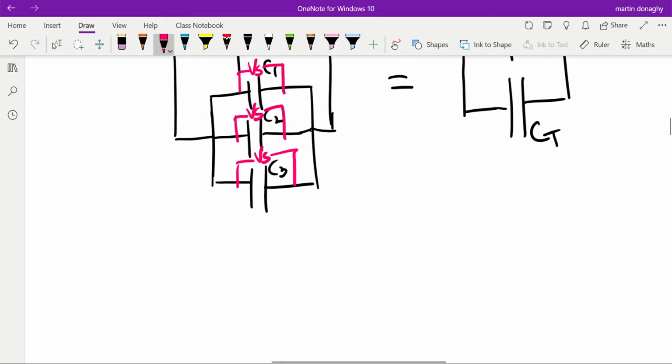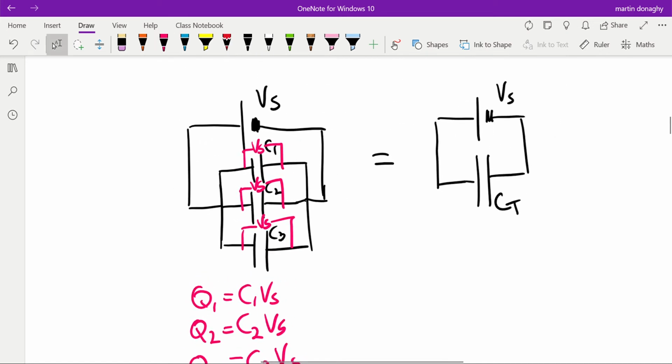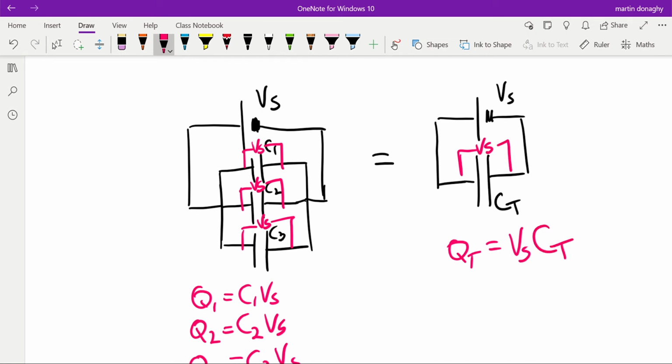Therefore, just looking at the first capacitor, the charge on the first capacitor would be Q equals CV, so C1 times Vs. The charge Q2 on the second capacitor would be C2 times Vs, and the charge on the third capacitor would be C3 times Vs. In this case, the total charge would be equal to the supply voltage times CT, the total capacitance of these three equivalent capacitors.